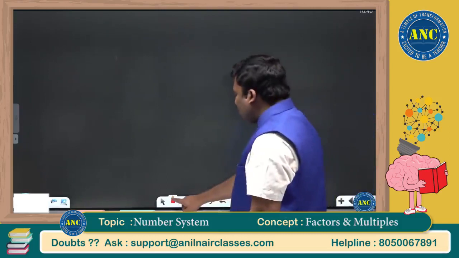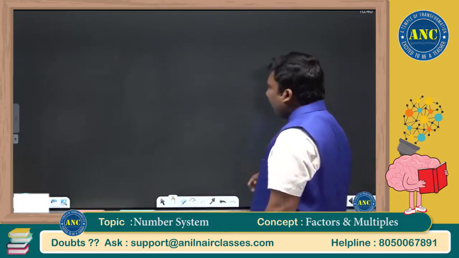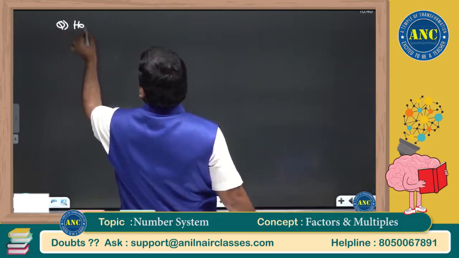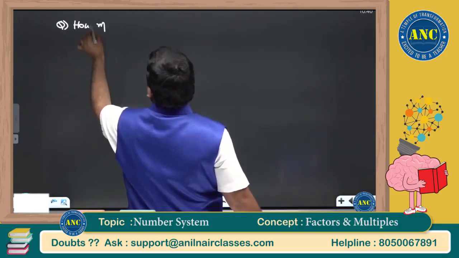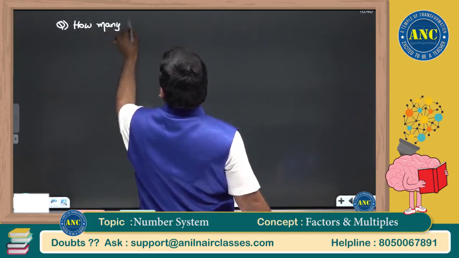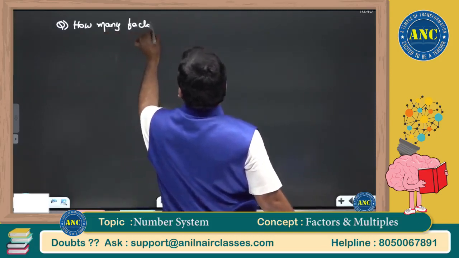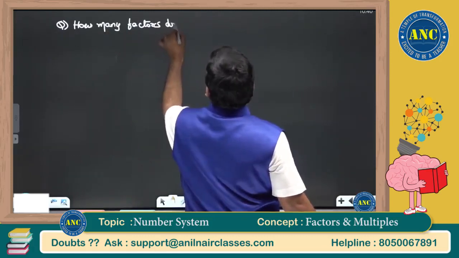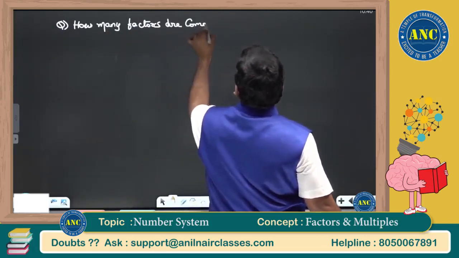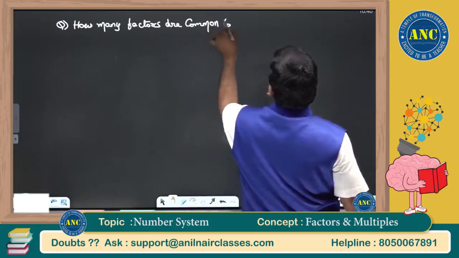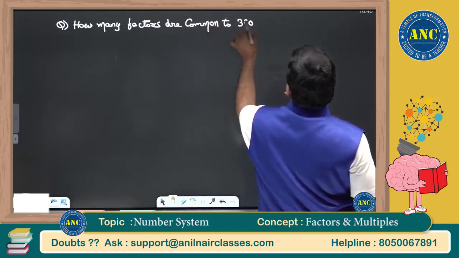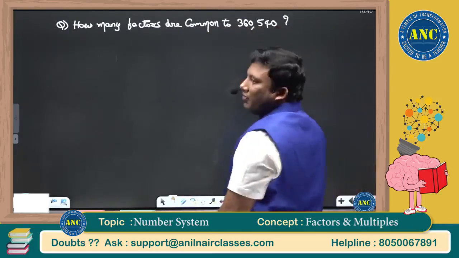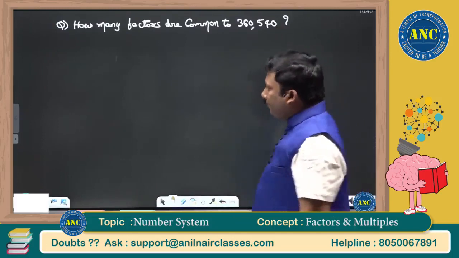And a prime number has only two factors. Now, next two questions. How many factors are common to 360 comma 540?